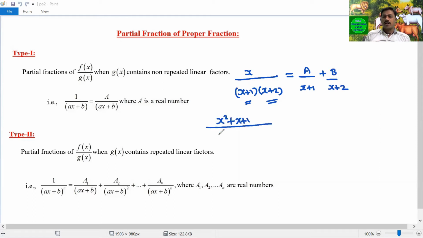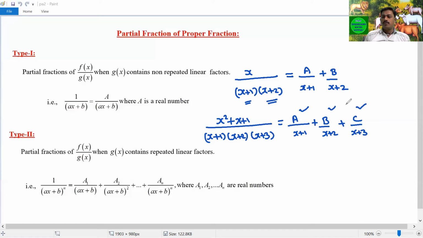Suppose we have a fraction like this, x square plus x plus 1 divided by x plus 1 into x plus 2 into x plus 3. If you observe the denominator, it is non-repeated linear factors. All the factors are different. So we can apply our partial fraction as A by x plus 1 plus B by x plus 2 and C by x plus 3. In this partial fraction, we have to remember one thing. The number of powers in the denominator equals the number of constants we introduce.